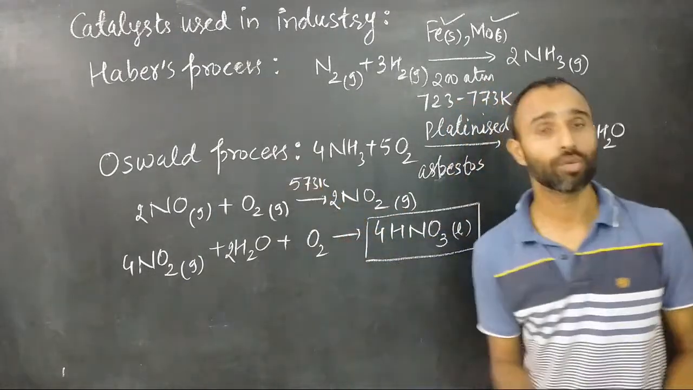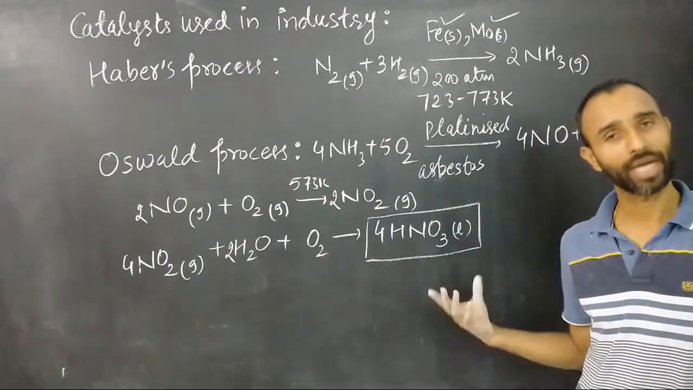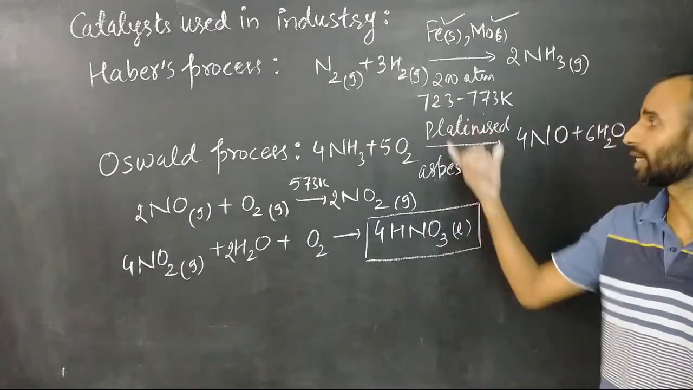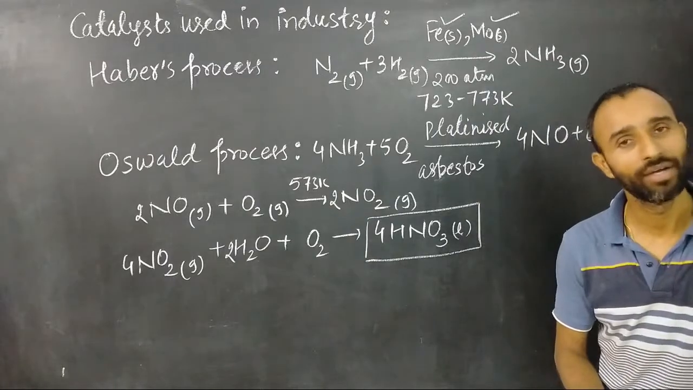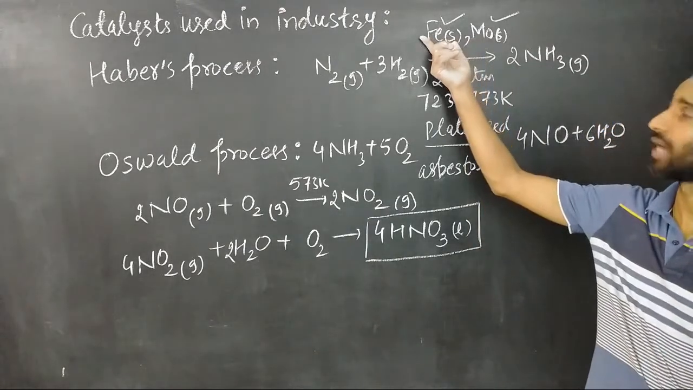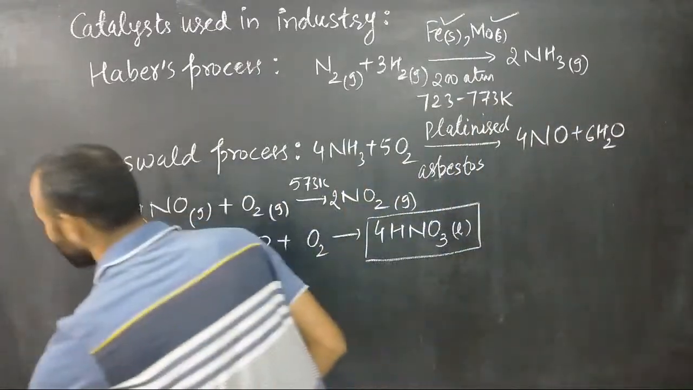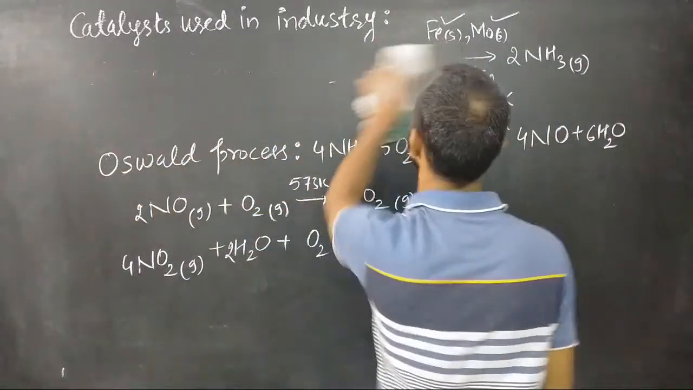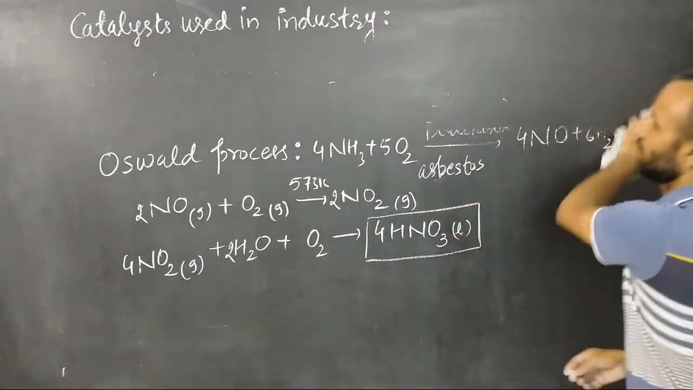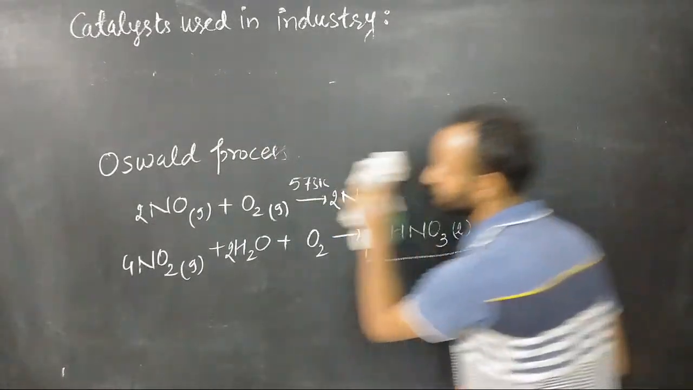So Ostwald process is used to prepare nitric acid and platinized asbestos is used as a catalyst. Here iron and molybdenum. Iron as a catalyst, molybdenum as a promoter. Okay. Next is contact process.